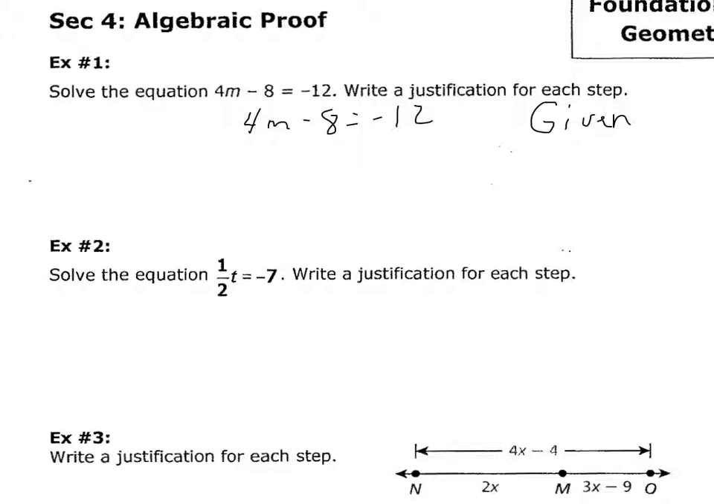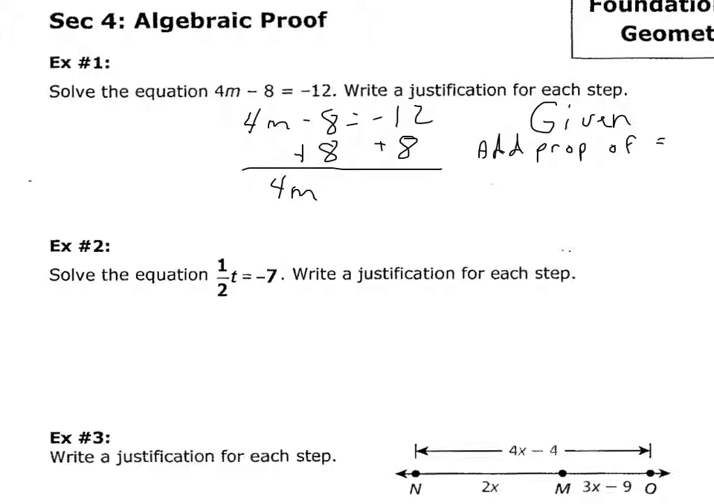Now of course to solve that equation, you would want to go ahead and add 8 to both sides. But why do you do that? Why do you go ahead and add 8? What rule says you can do that? What that rule is called is the addition property of equality. Make sure you remember that one, addition property of equality.